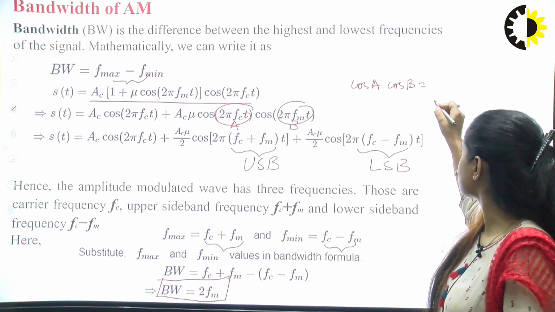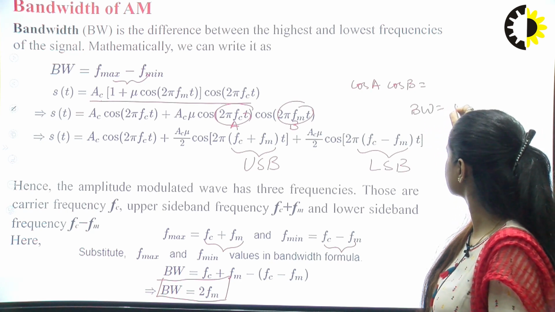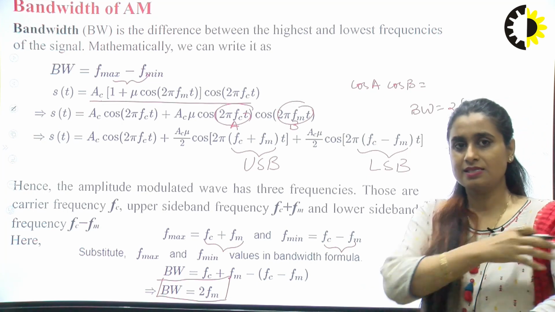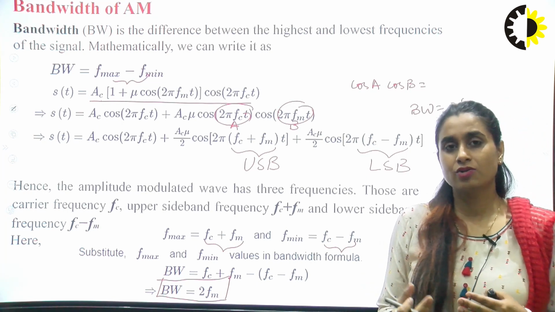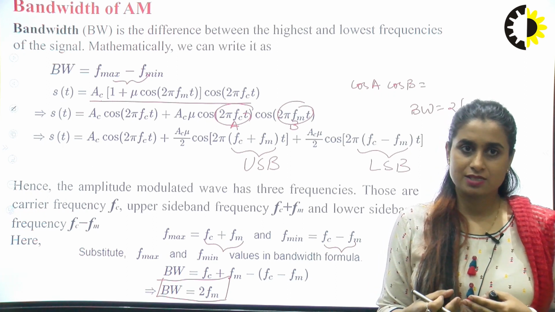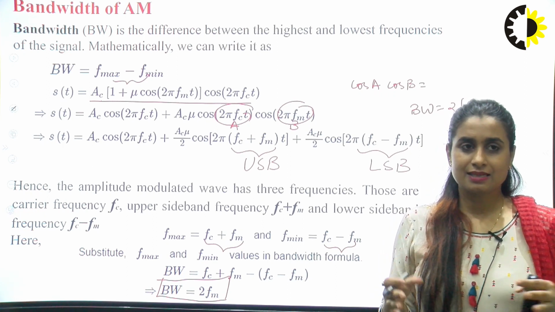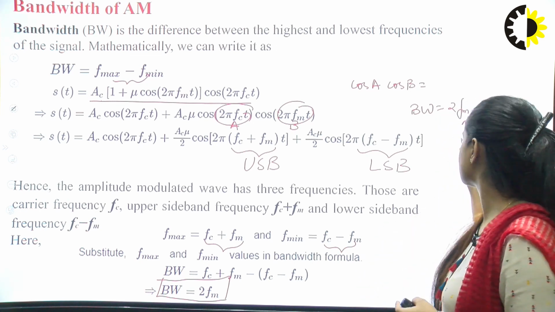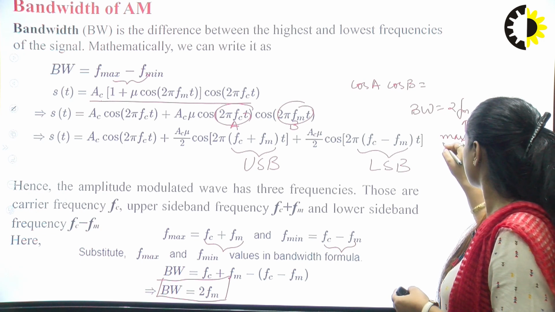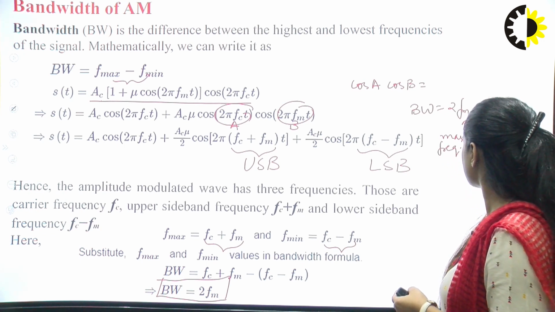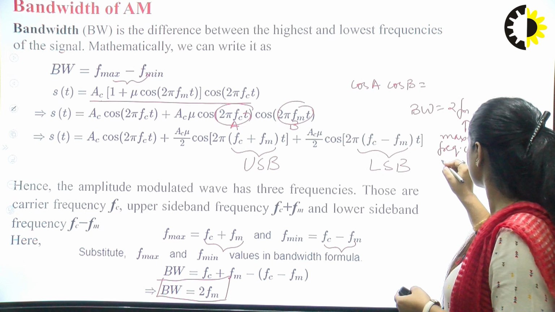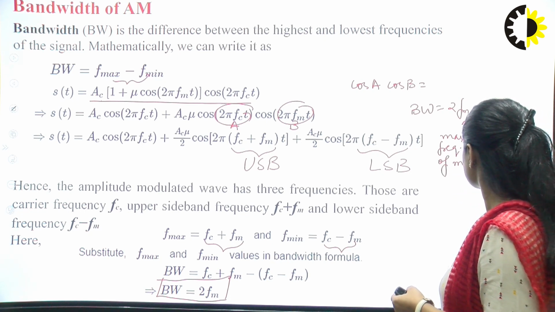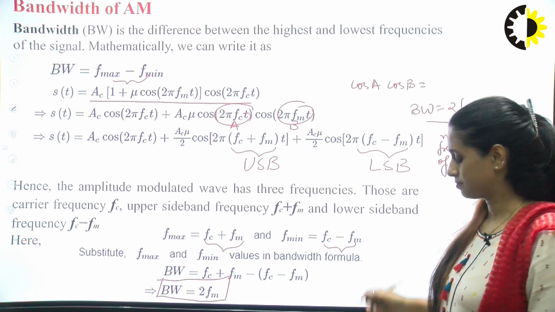What does fm represent here? fm represents the maximum frequency content of my message signal. Why do I call it maximum frequency content, not just simply message frequency? Because my message signal can be a combination of different messages, right? So the maximum frequency content of the message signal is considered. It's in hertz.